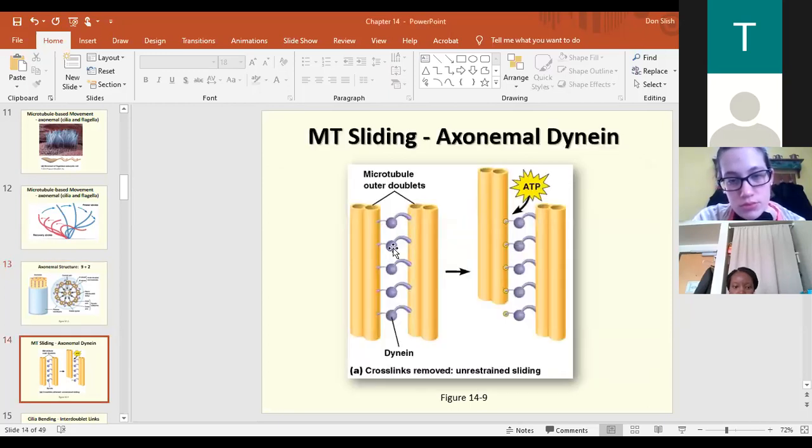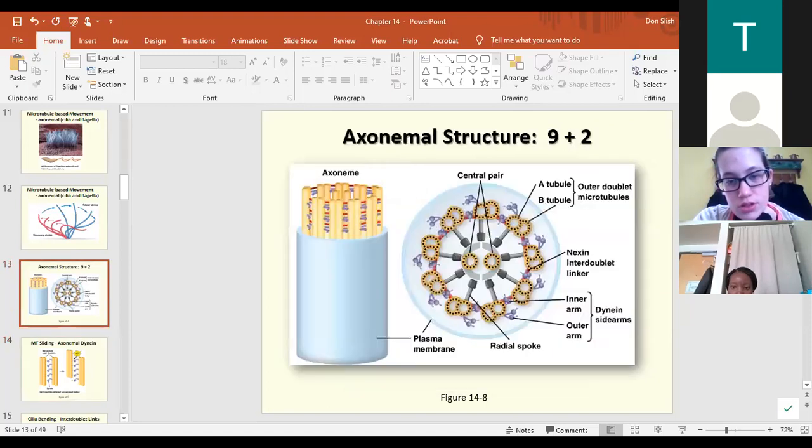And when it does, it's grabbing this and moving it, and it moves down while this one moves up. So the 2 microtubules are going to slide with respect to each other and let go and slide and let go and slide. So that's what the movement does. But Dr. Slish, that's not the way the cilia move. They move back and forth.